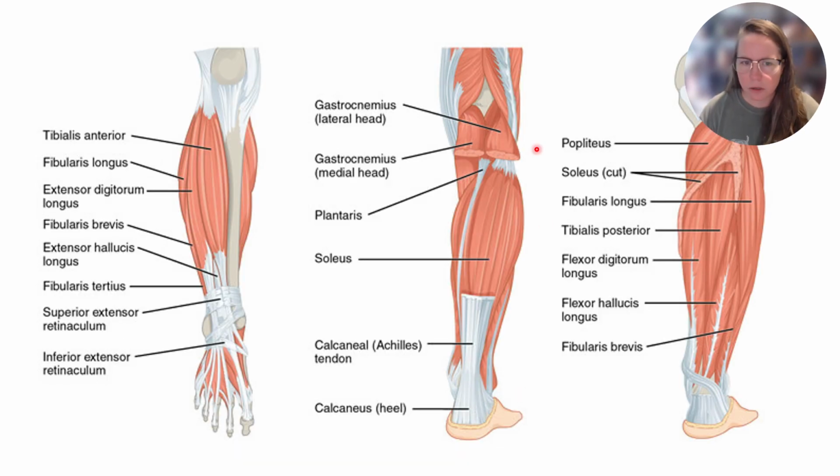So again, here's an idea for you. We have our anterior compartment here with our big tibialis anterior and our flexors. Then we have our posterior compartment. We've cut away our gastrocnemius, and now we can see the soleus, and then we take away the soleus, and we can see a lot of our flexor muscles.